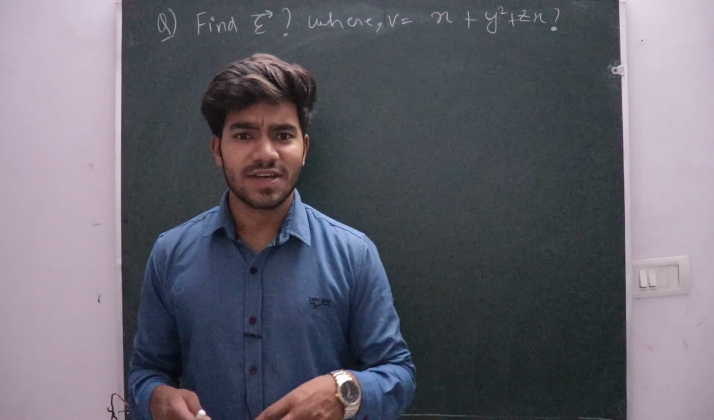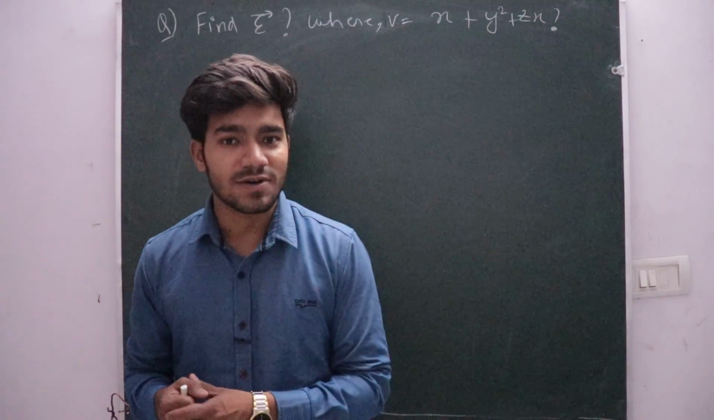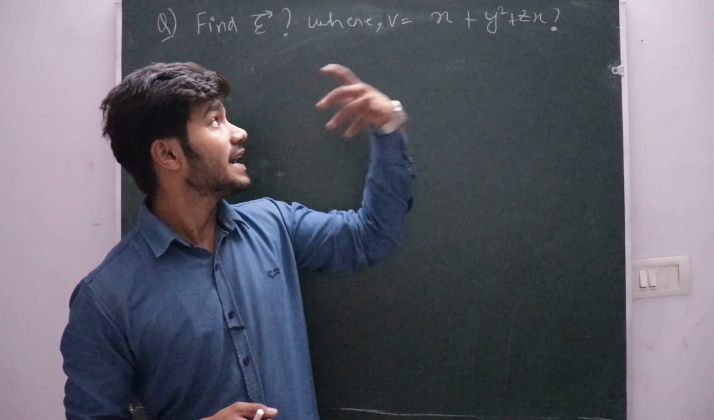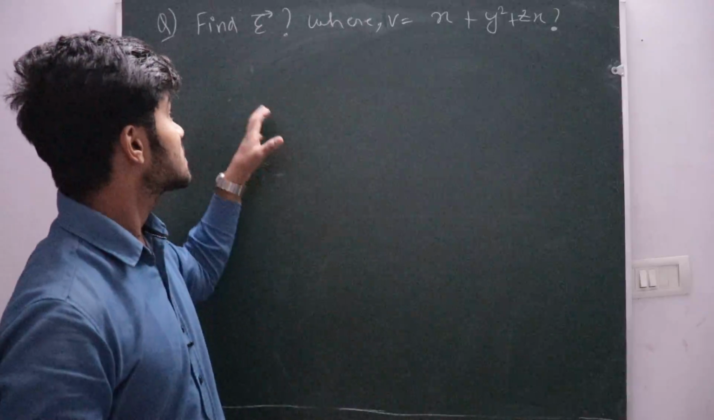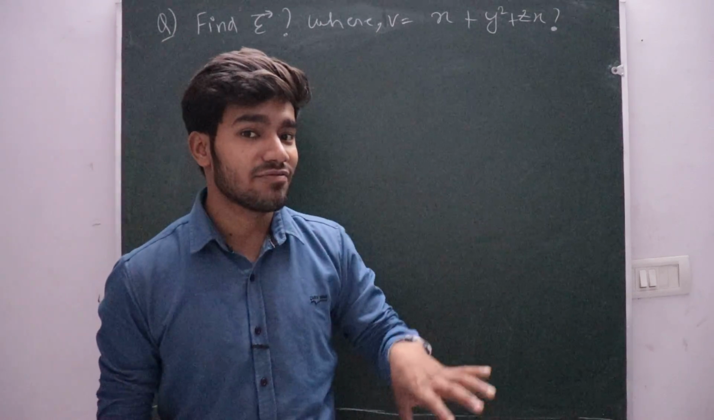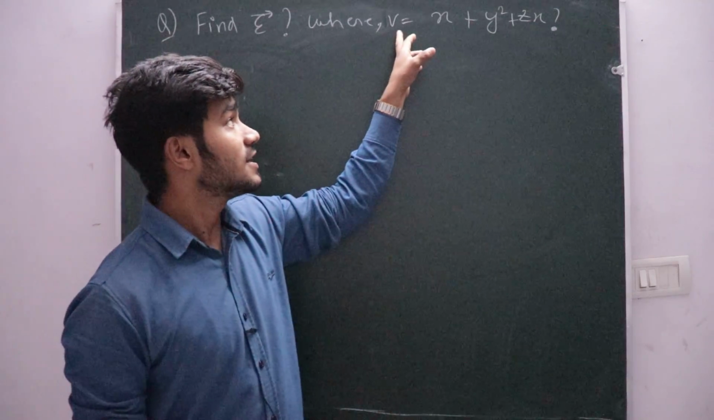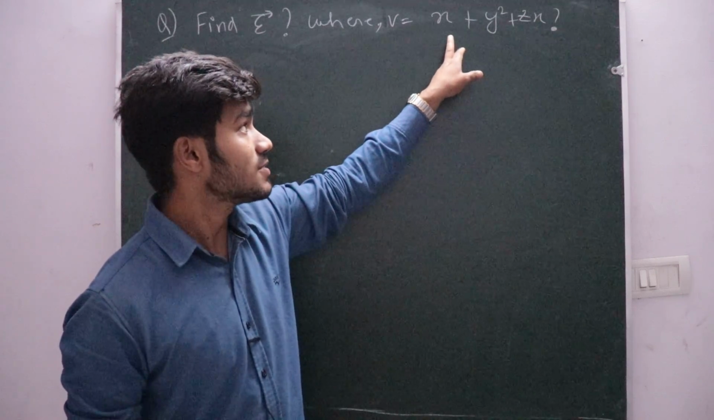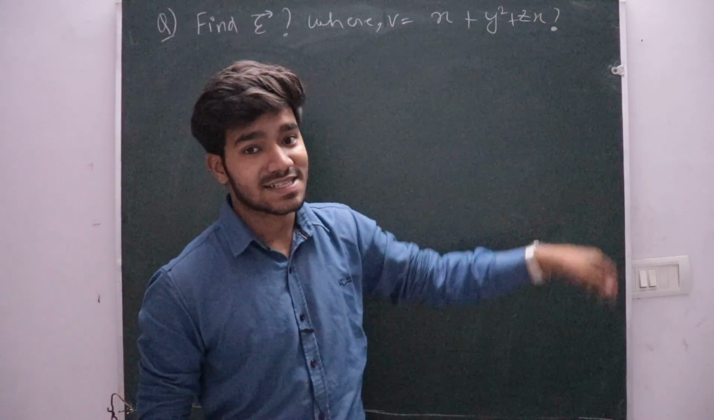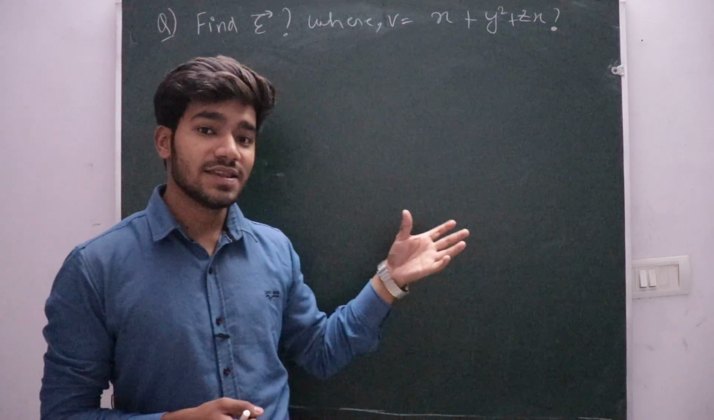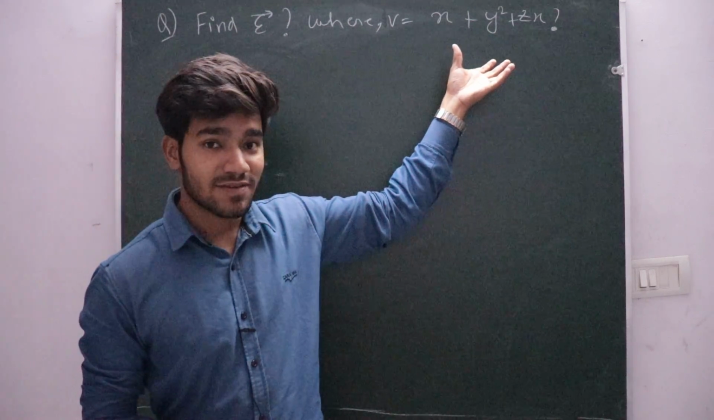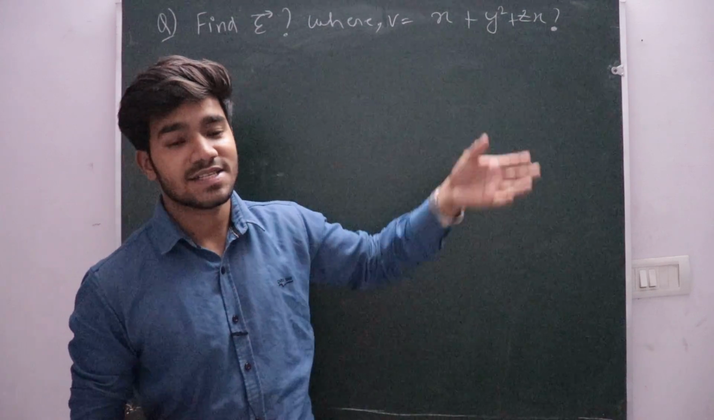In today's lecture we are going to discuss one important question which is based on electric field as well as electric potential. Basically in this question we need to calculate the electric field where we are given the electric potential V equals x plus y square plus xz. Now how do we calculate the electric field when this type of equation of the electric potential is given?